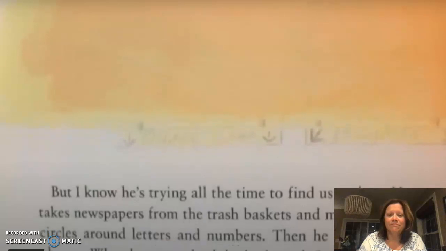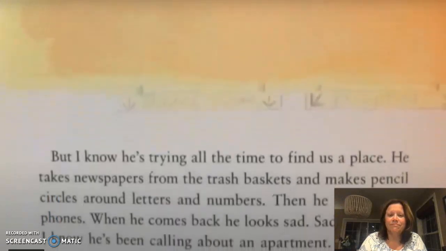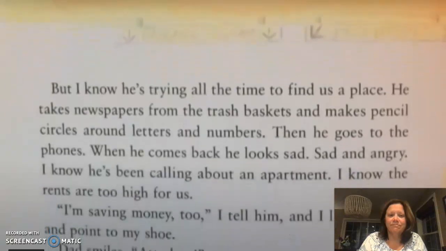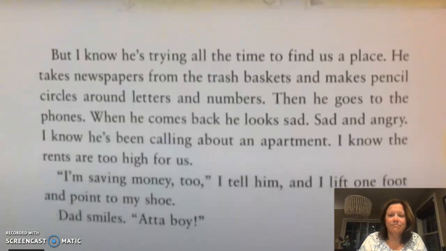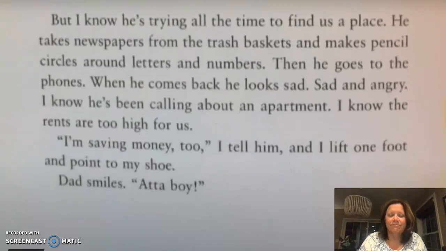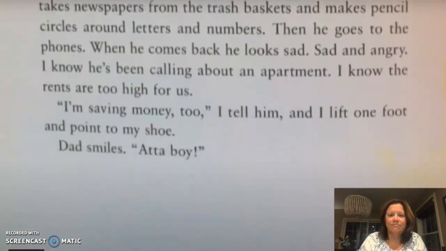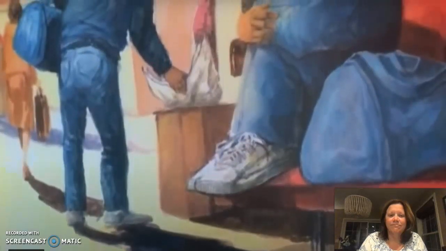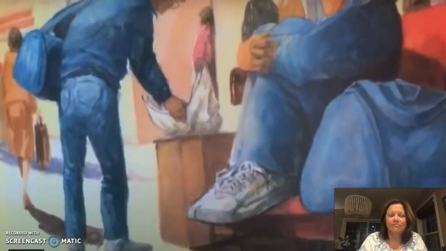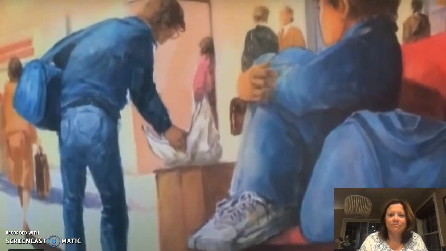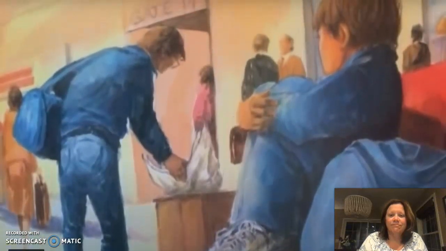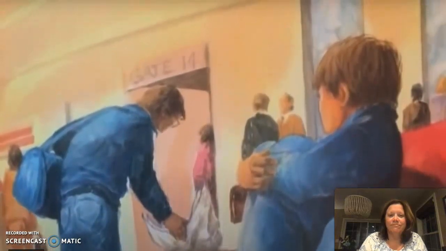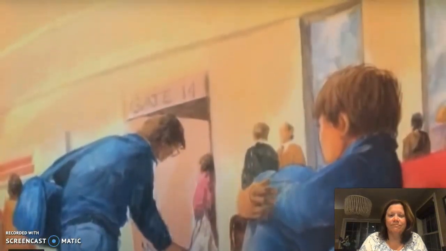But I know he's trying all the time to find us a place. He takes newspapers from the trash baskets and makes pencil circles around letters and numbers. Then he goes to the phones. When he comes back, he looks sad. Sad and angry. I know he's been calling about an apartment. I know the rents are just too high for us. "I'm saving money too," I tell him, and I lift one foot and point to my shoe. Dad smiles. "Attaboy."